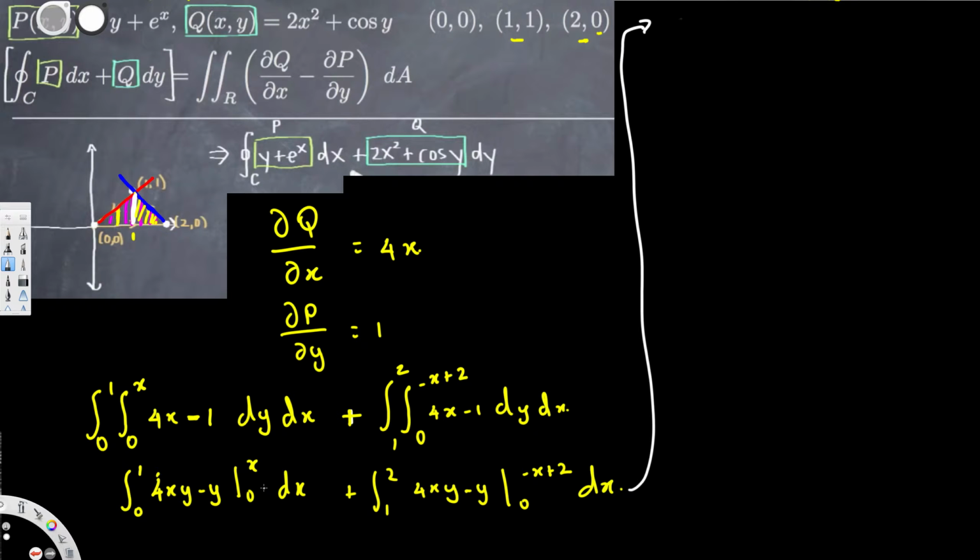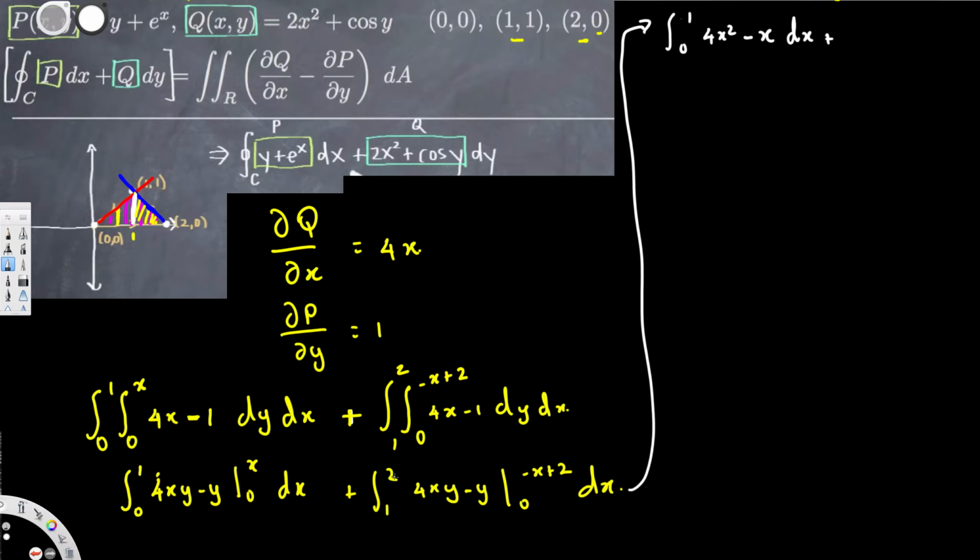Okay, so let's plug in the values for this one. 4x times x, that's going to be just 4x squared. So 0 to 1, 4x squared minus x, because y is equal to x. Then we are going to integrate this with respect to x, plus, if we plug negative x plus 2 for y, and also the 0 is going to be 0. If you plug 0 for y, the whole thing is going to be 0, so we don't have to worry about that part, right? So that's why I just kept this one.